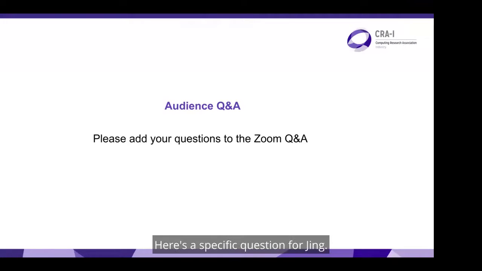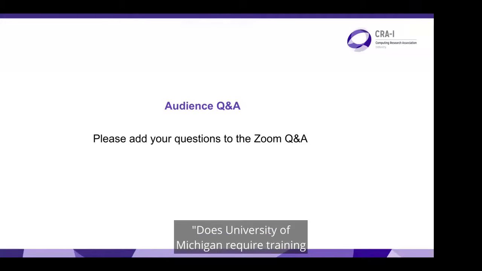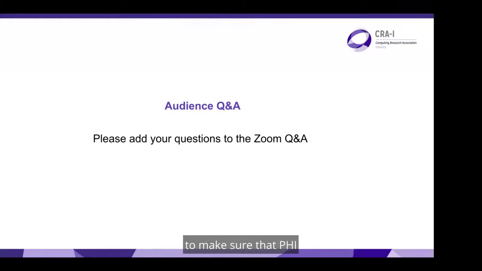Here's a specific question for Jing. Does University of Michigan require training about what data cannot be uploaded into these tools? Is there any way for you to do quality checks to make sure that PHI and PII data is not being put into these systems, especially in light of FERPA and HIPAA?